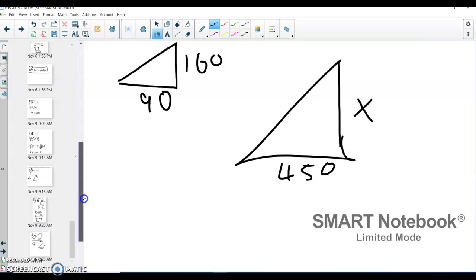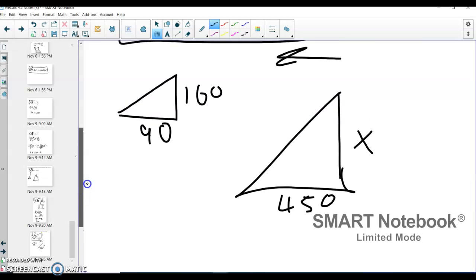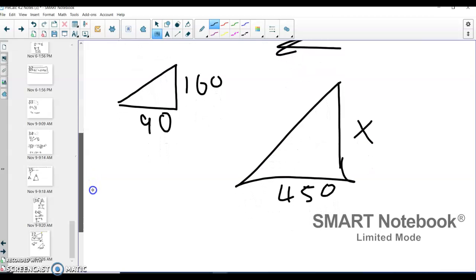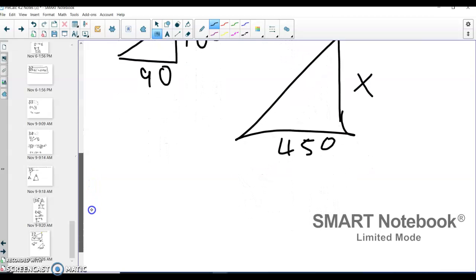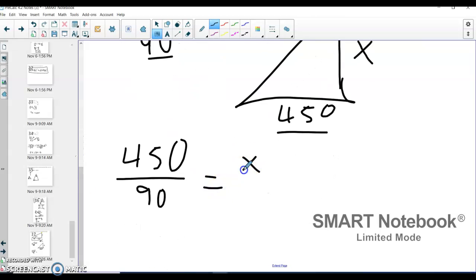All right, now a couple ways to go from here. You could either find the zoom factor that takes you from the small triangle to the big one to find X, or you could set up equivalent ratios. I'm going to set up an equivalent ratio here. So I'm going to do 450 divided by 90 from dividing my corresponding sides here. And then I'm going to do X divided by 160.